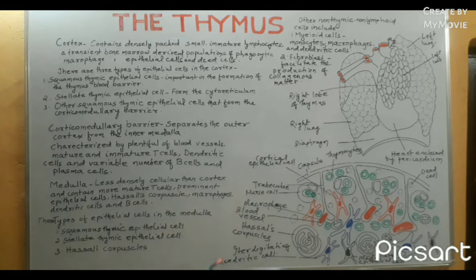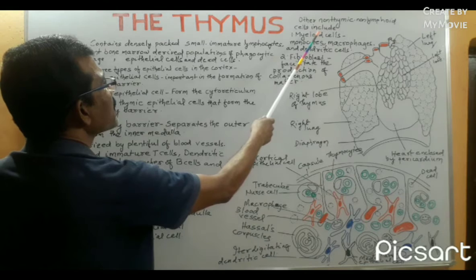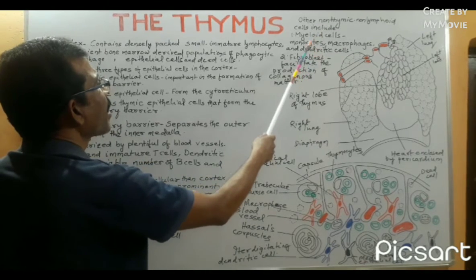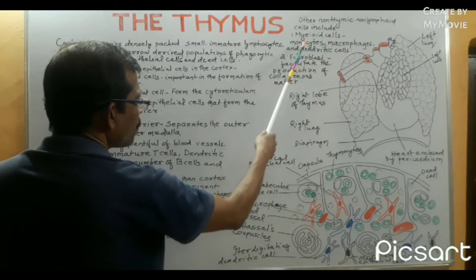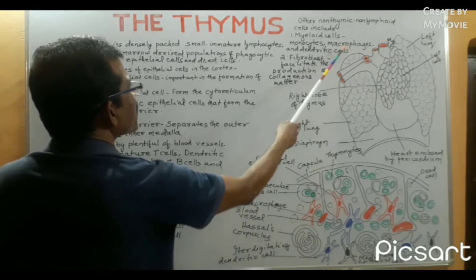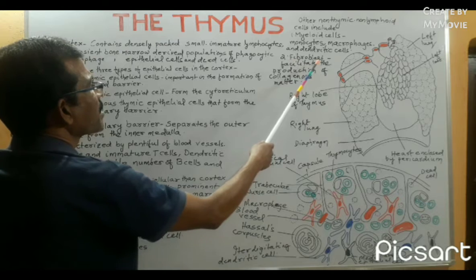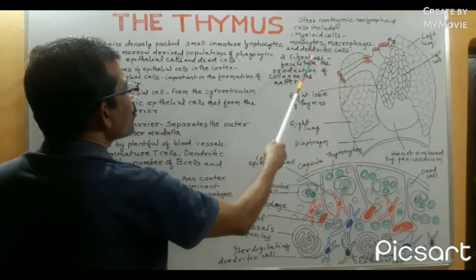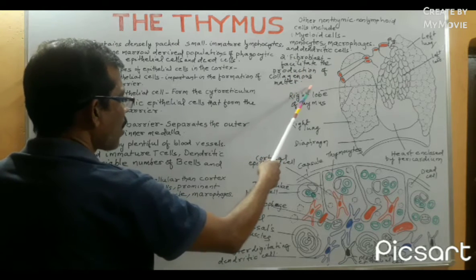dendritic activity. Both the cortex and the medulla also contain other non-thymic, non-lymphoid cells. So the non-thymic, non-lymphoid cells that are present in the thymus are: one is myeloid cells. The myeloid cells include monocytes, macrophages and dendritic cells. Second, fibroblasts are also present. Fibroblasts are the cells that facilitate the production of collagenous matter.